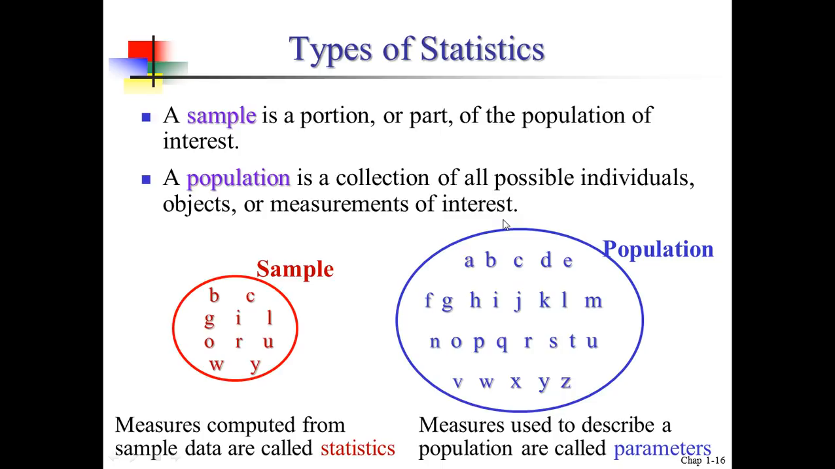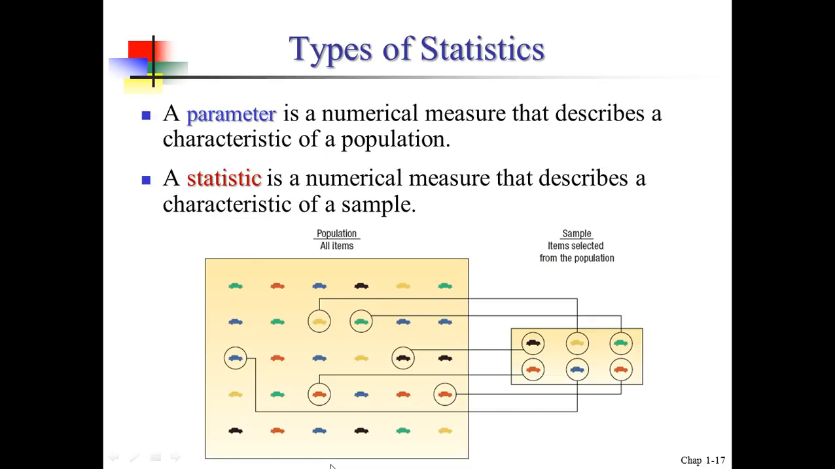So inferential statistics: based on this, we say something about those ones that we don't see. Okay, we can talk about statistics and parameters. A parameter is a numerical measure that describes a characteristic of a population. A statistic is a numerical measure that describes a characteristic of a sample.